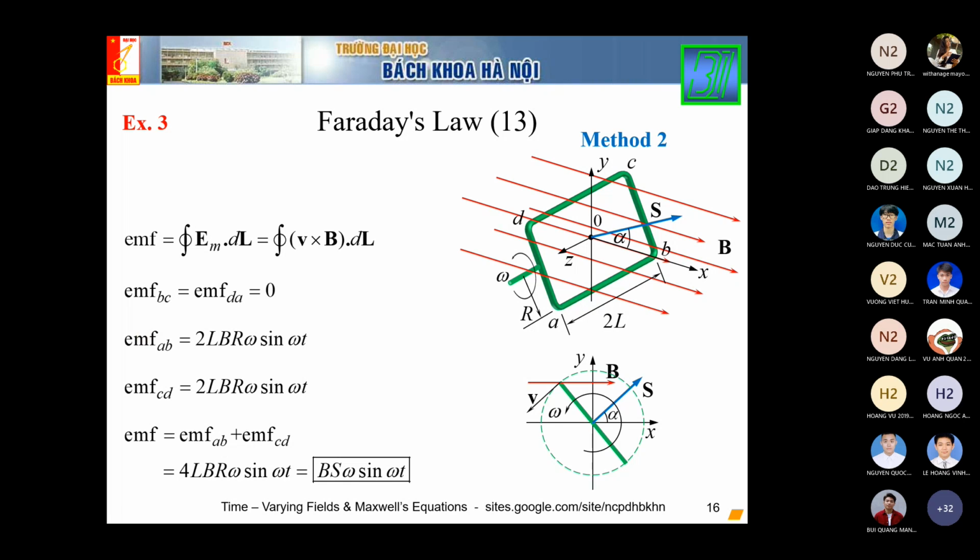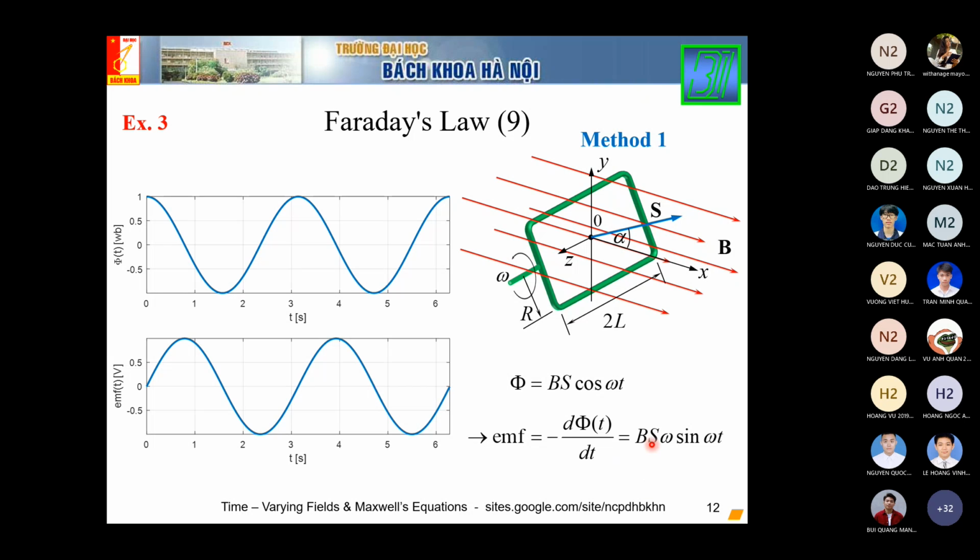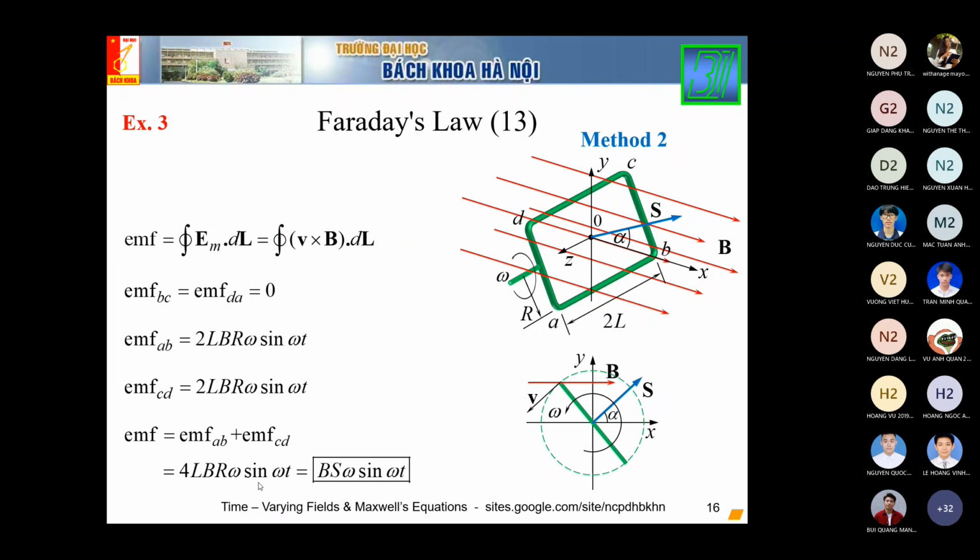And this result here is exactly identical to what we found a long time ago: B S omega sine of omega t. You can see that in this case, the second method is much longer and much more difficult than the first one.